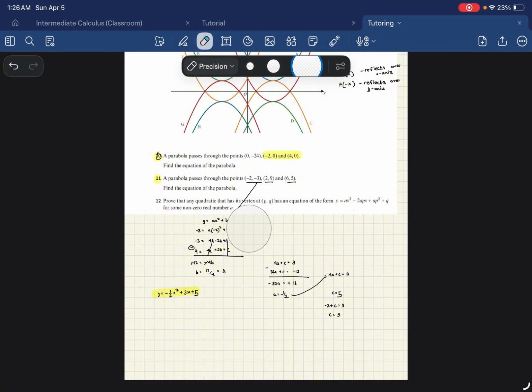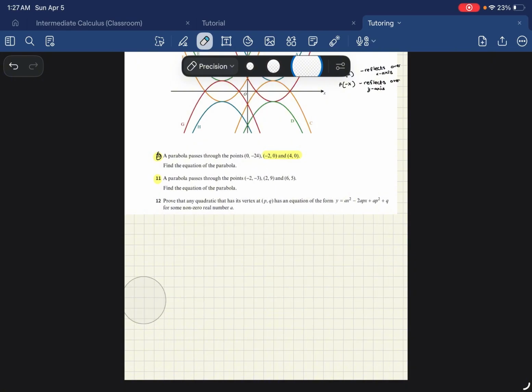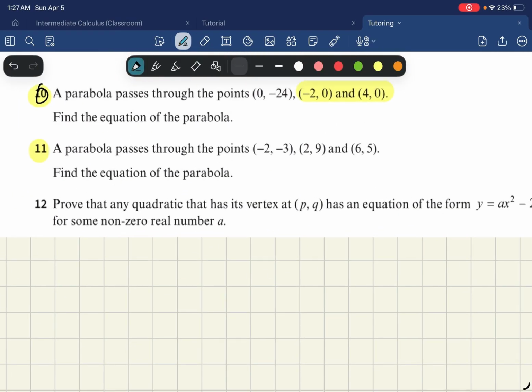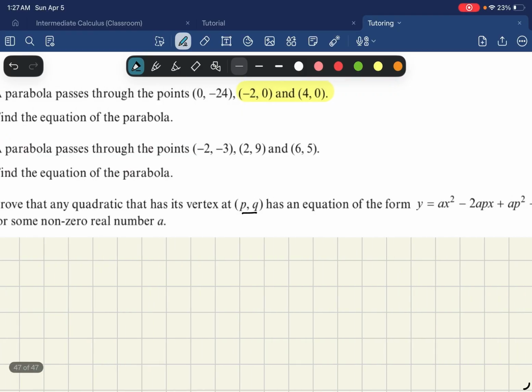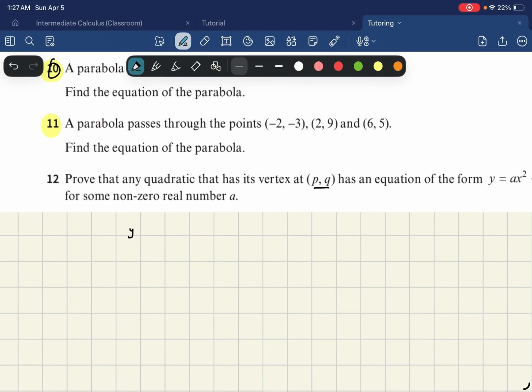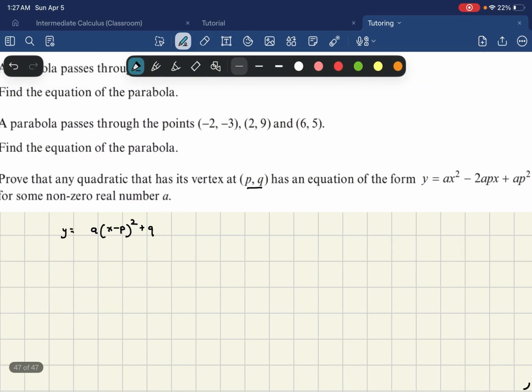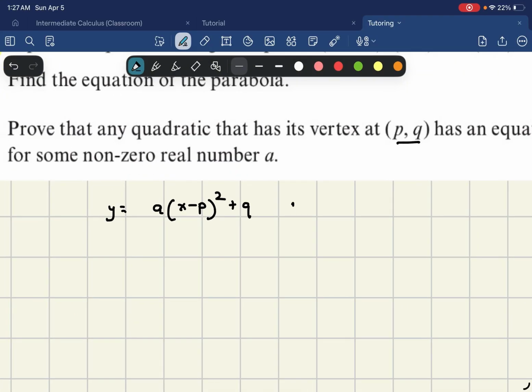So now we have reached the final question. So prove that any quadratic that has its vertex at this. So basically, y is equal to a(x minus p) squared plus q, right? We just use the vertex form. And yeah, for a does not equal to 0, and we just want to expand this.